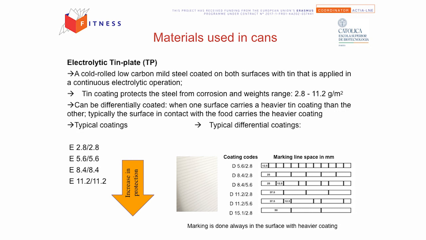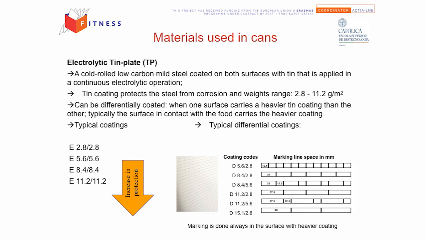But if I want to have a different amount of tin inside and outside, I need to indicate that. I can have, for example, 5.6 on one face and 2.8 on the other one, or 11.2 on one and 2.8 on the other. And so I need to use these marks to indicate where the different coating is.